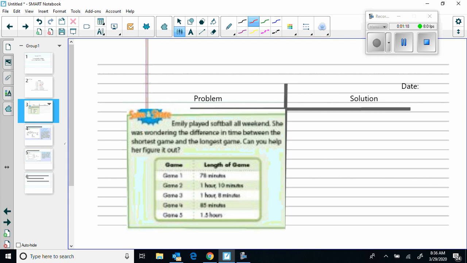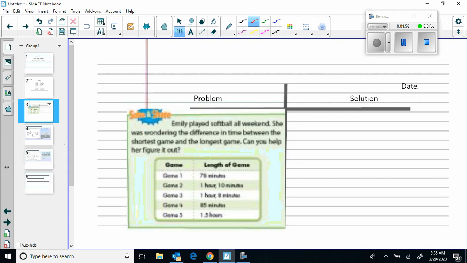Here is our solve and share problem for 12-7. So you can either rip this out of your volume 2 book and paste it into your math journal, or you can just do the solve and share for 12-7 in your volume 2 book. So you decide what will work best for you. Here in the problem, it says, Emily played softball all weekend. She was wondering the difference in time between the shortest game and the longest game. Can you help her figure it out?